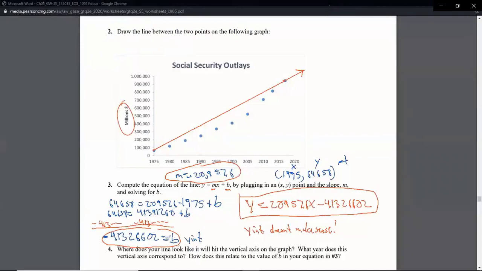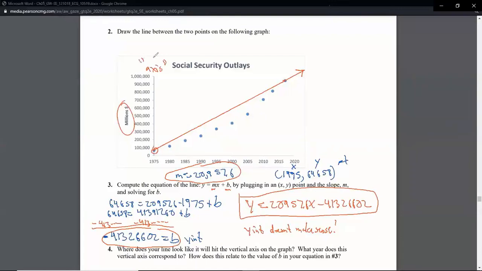So question 4, I'm going to have to erase this, unfortunately. So just kind of hold on to that equation. Hopefully you wrote it down. I'll read the question while you're finishing that. Where does your line look like it will hit the vertical axis on the graph? What year does this vertical axis correspond to? How does this relate to the value of b in your equation in number 3? So where does it look like the line will hit on the axis? It looks like it hits, well, exactly here, because this is the axis.